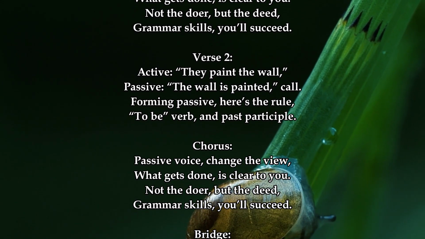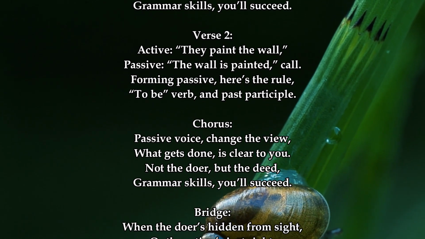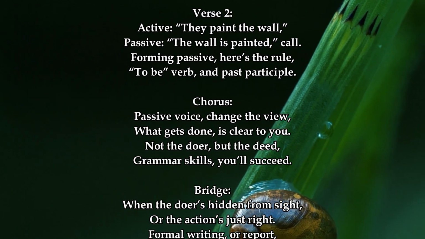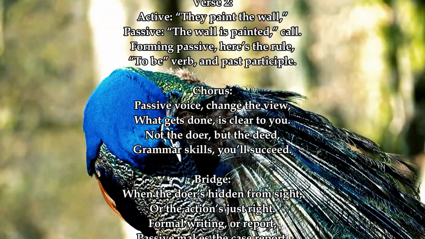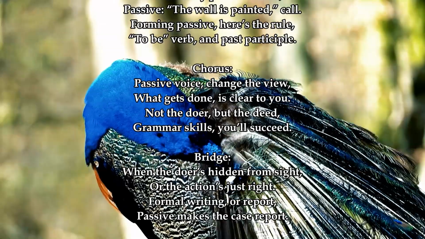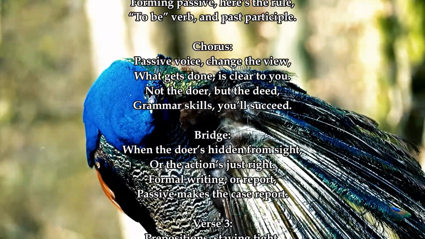Active, they paint the wall. Passive, the wall is painted call. Forming passive, here's the rule. To be verb and past participle. Passive voice, change the view. What gets done is clear to you. Not the doer, but the deed.